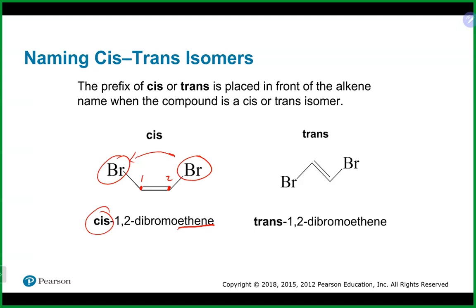What's not drawn here, because this is a line structure, are the hydrogens hanging down there as well. In this case, this is our one carbon, two carbons, which is again ethene. We have our two bromines at the 1,2 locations, and these are opposite of each other, which is trans in this case.